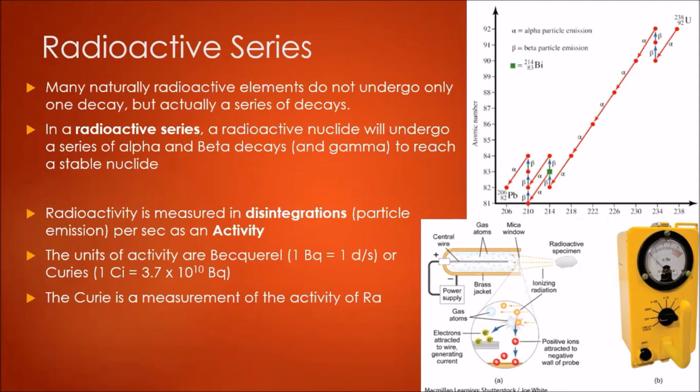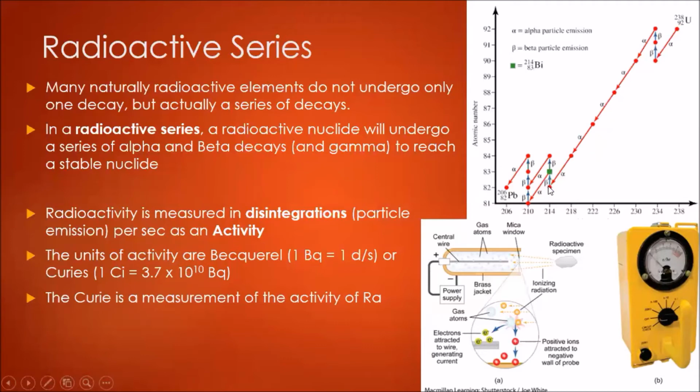Let's see. On here, that's 92. The 90 would be thorium. Then 88 would be radium. 86 would be radon. 84 would be, oh yeah, I was right. I'm just driving myself insane. 84 would be polonium. And then that's lead-214.